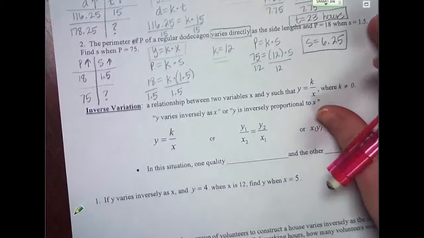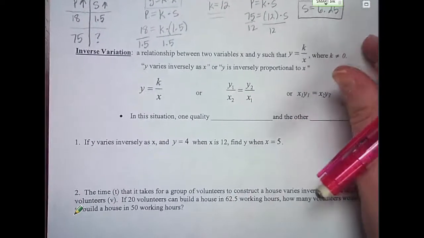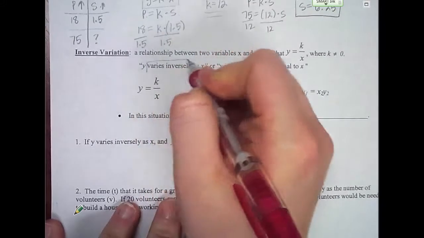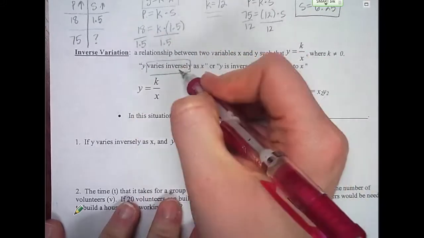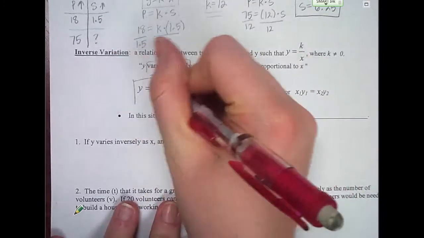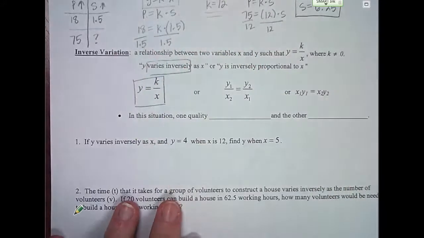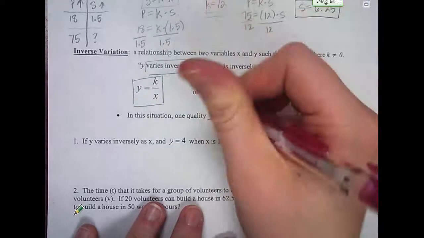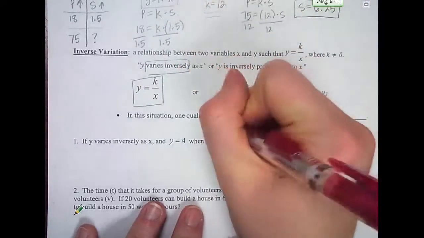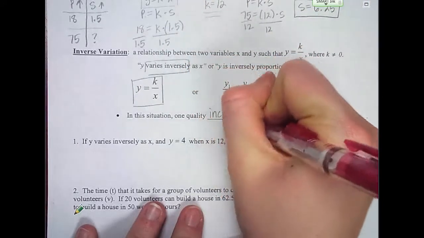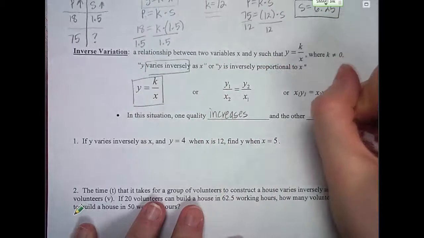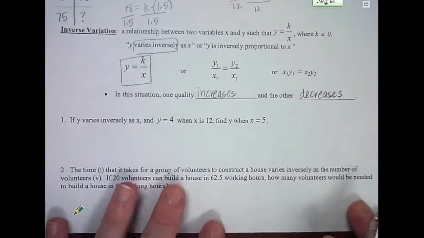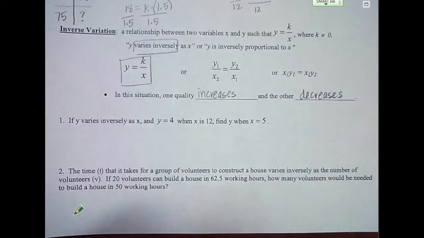So let's look at now inverse variation. So inverse variation, here's the little saying, y varies inversely. So instead of directly, you're going to see inversely. And then this is the equation we're going to use, y equals k divided by x. And it says in this situation, one quantity increases and the other decreases. So think of inverse. One goes up, the other goes down, whereas directly, they both go up.